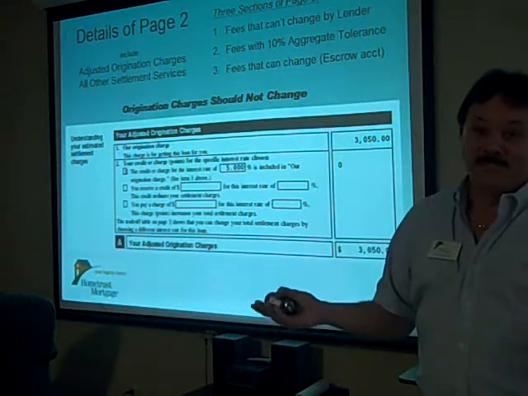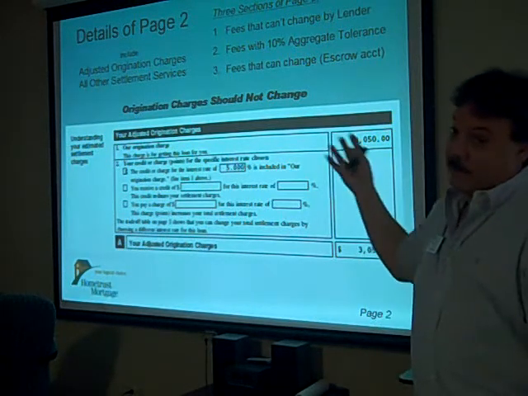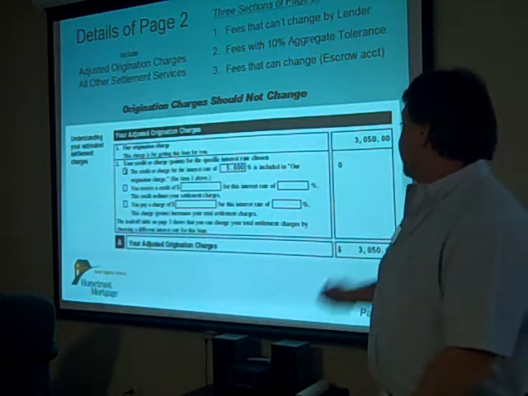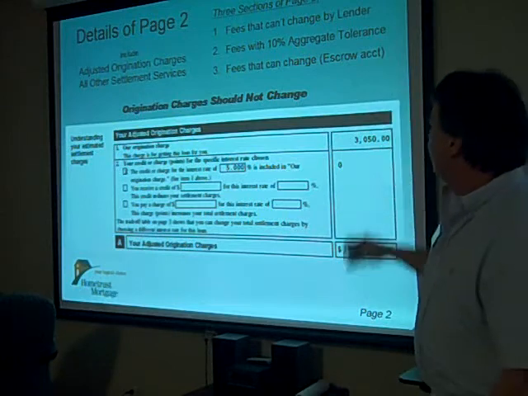People want to know what's my payment and what's going to cost me, which this doesn't tell you anyway. We'll hit that here in a second. But this top portion is going to talk about the lender section. There's basically 3 sections on page 2.